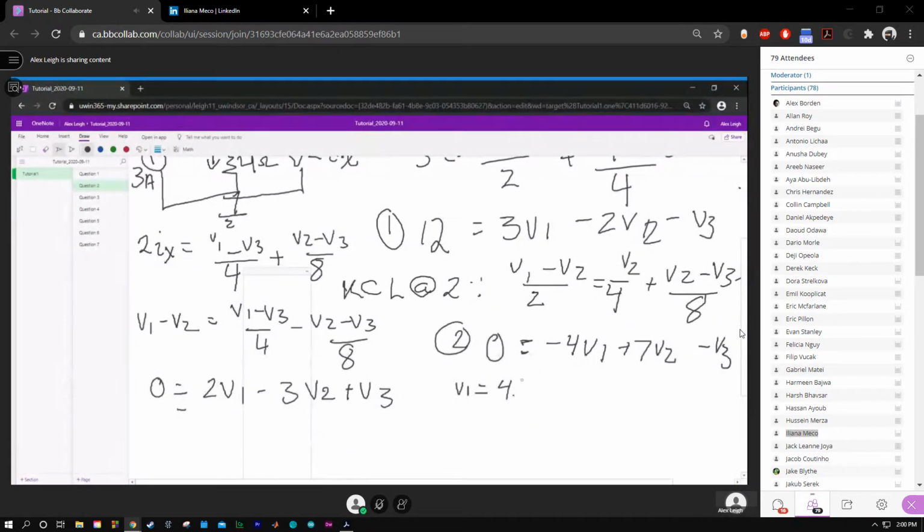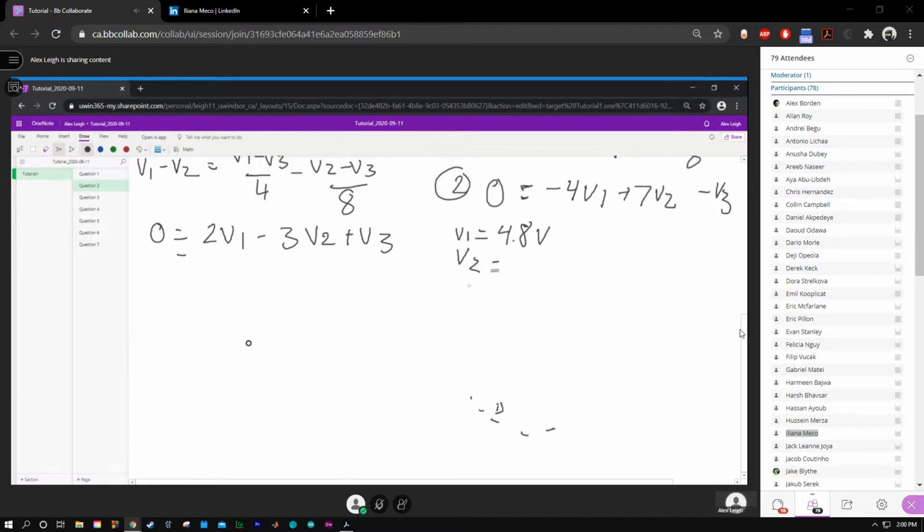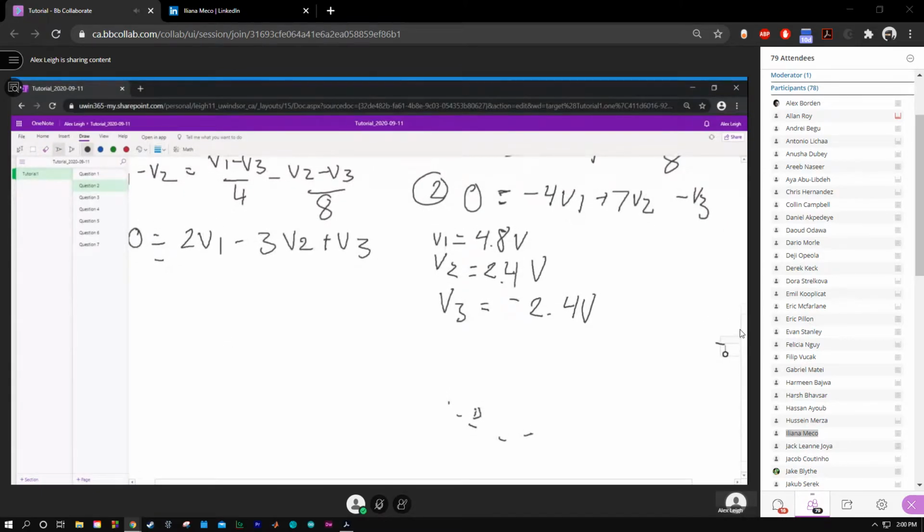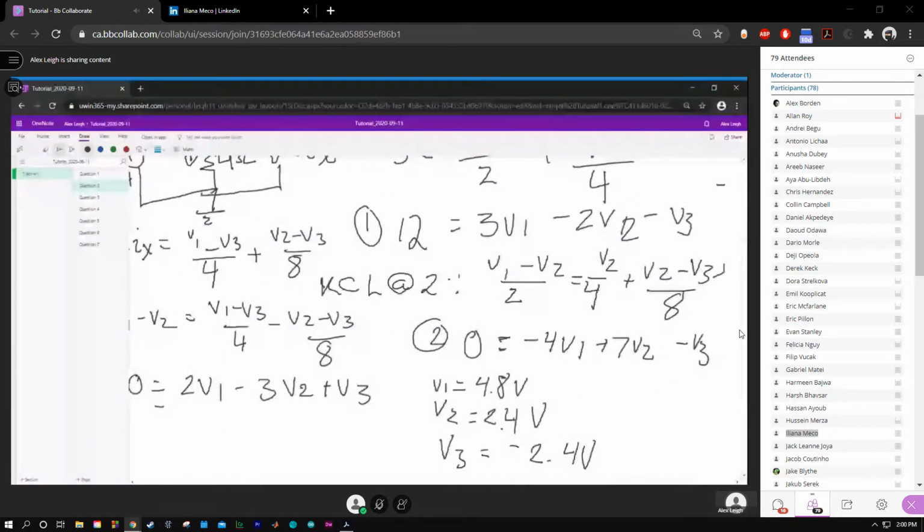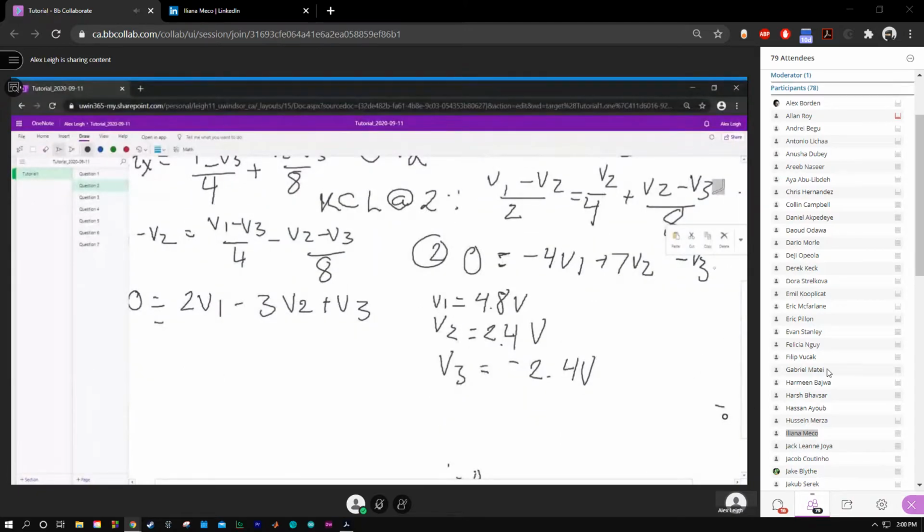Okay, 4.8 volts. V2 is equal to 2.4 volts. And then V3, I solved it to be negative 2.4 volts. So those are the 3 solutions, and again, we have the 3 equations we need. Are there any questions?